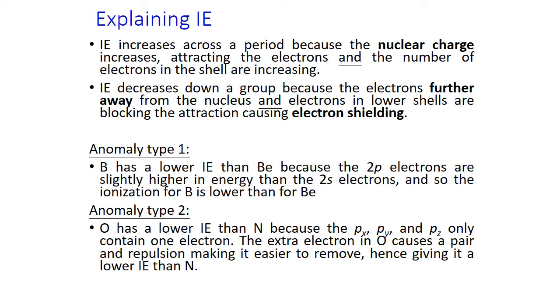You've got two anomalies. Boron has a slightly lower ionization energy than beryllium because the 2p electrons are slightly higher in energy than 2s, so it takes less energy to remove those electrons. Anomaly number 2 is that oxygen has a lower ionization energy than nitrogen because the p orbital in nitrogen only has one electron each, and the extra electron in oxygen causes pair repulsion, making it easier to remove, hence giving a lower ionization energy than nitrogen.